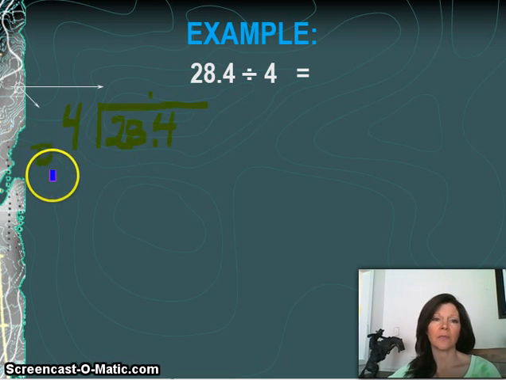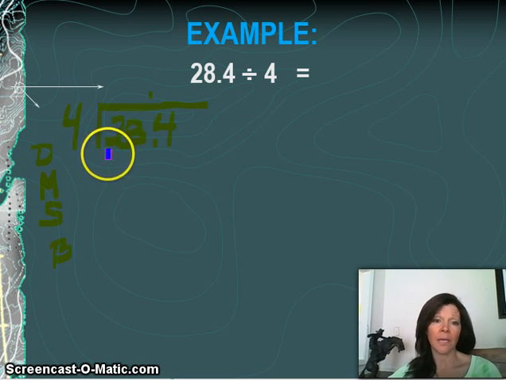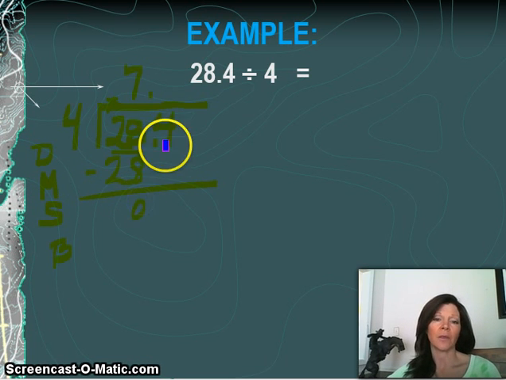Remember your steps: divide, multiply, subtract, and bring down. So 4 divides into 2. It can't go into 2, so nothing, remember, goes above that 2. 4 can divide into 28, and 4 divides into 28 7 times. So that 7 belongs above the 8. 4 times 7, because multiply is your next step, is 28. Put the 28 directly here and subtract. You get 0. Your next step is to bring down your 4.